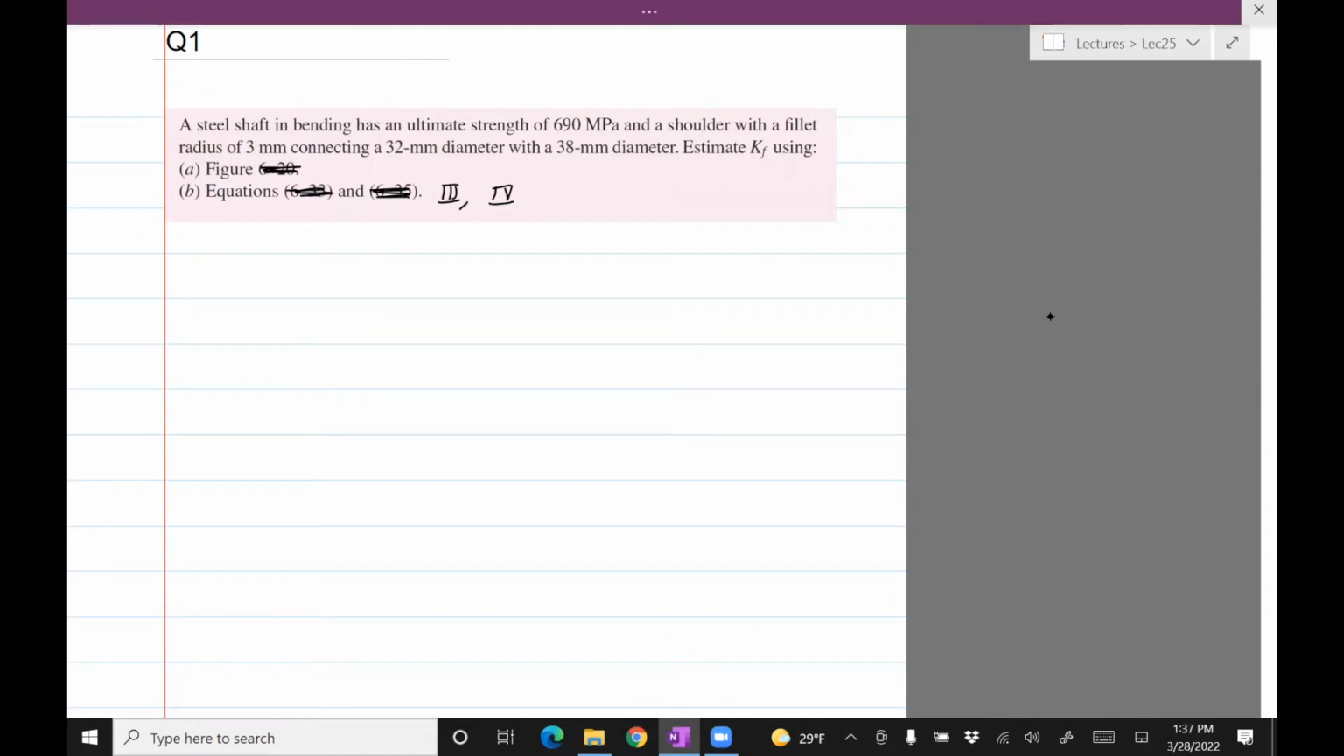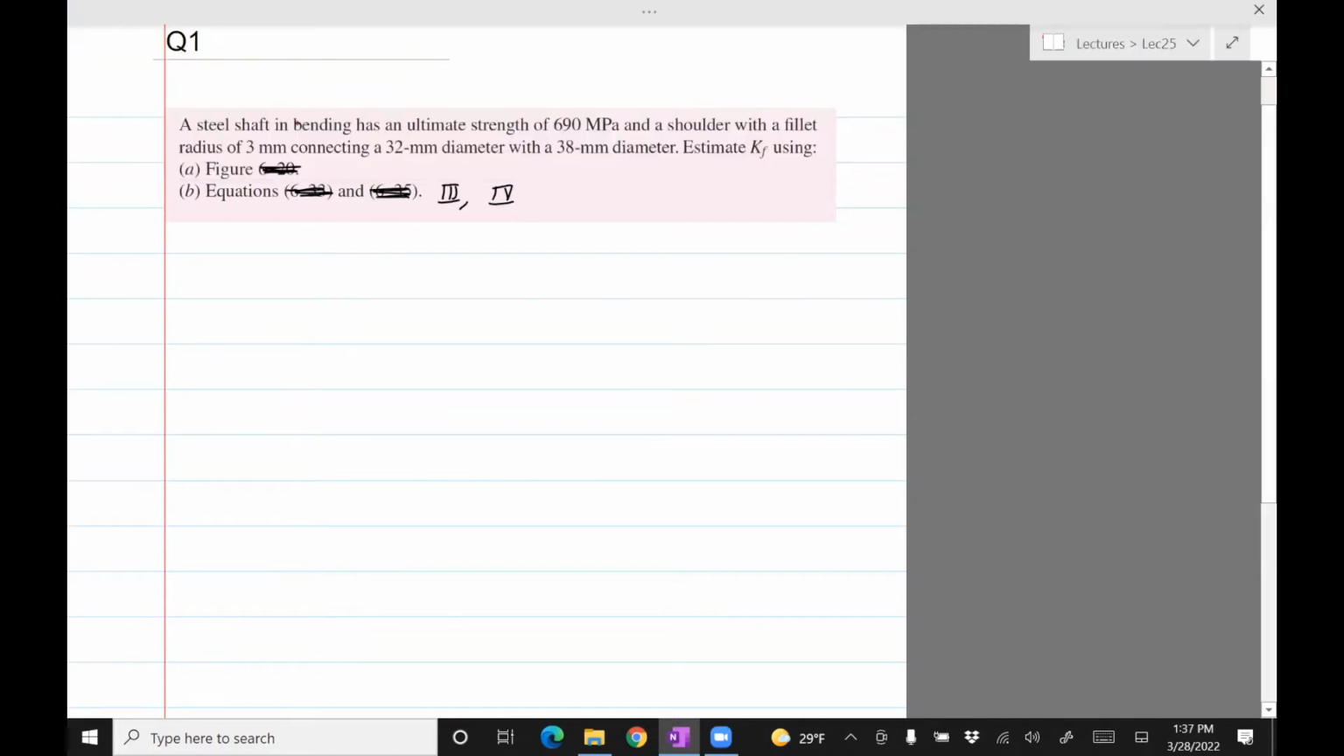Okay, a steel shaft in bending has an ultimate strength of 690 MPa and a shoulder with a fillet of 3 mm connecting a 32 mm diameter with a 38 mm diameter. So what's going on here is basically like this. This is 38. This is 32. So there's a 3 mm fillet at both edges. Okay, so we need to estimate Kf.